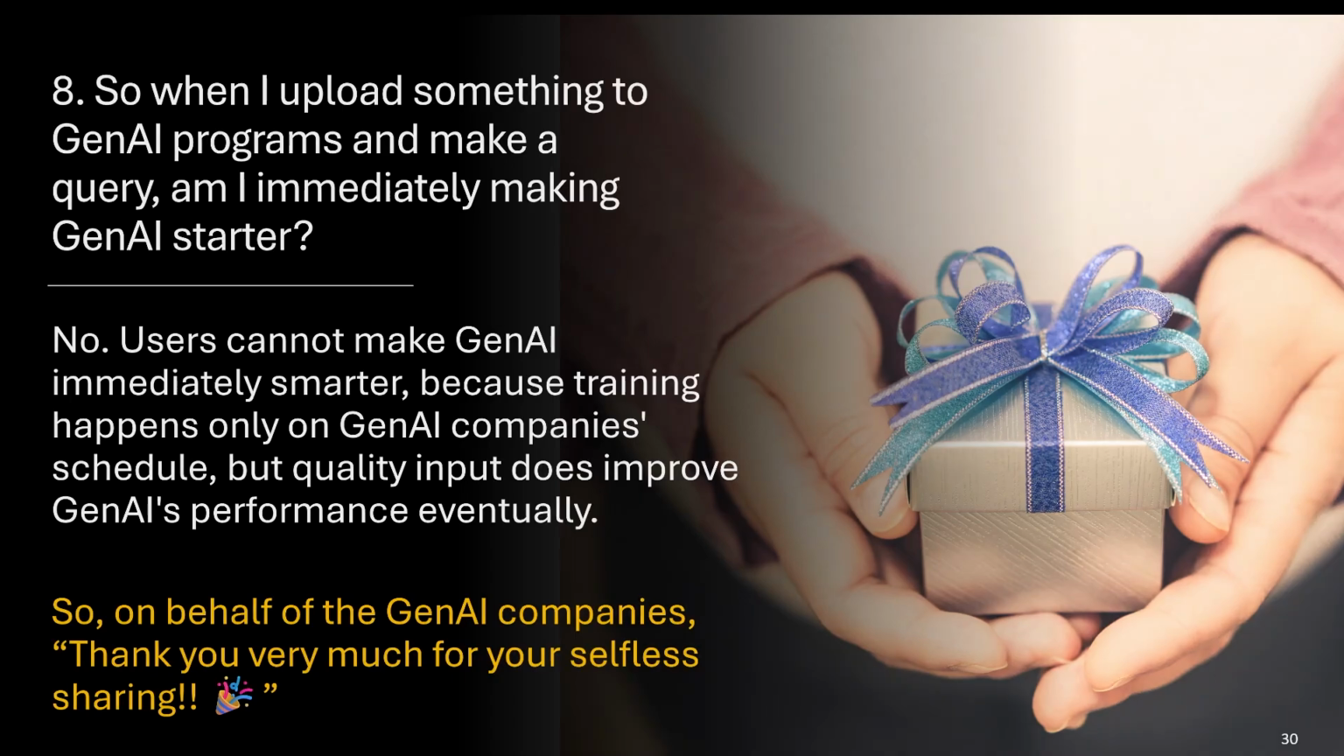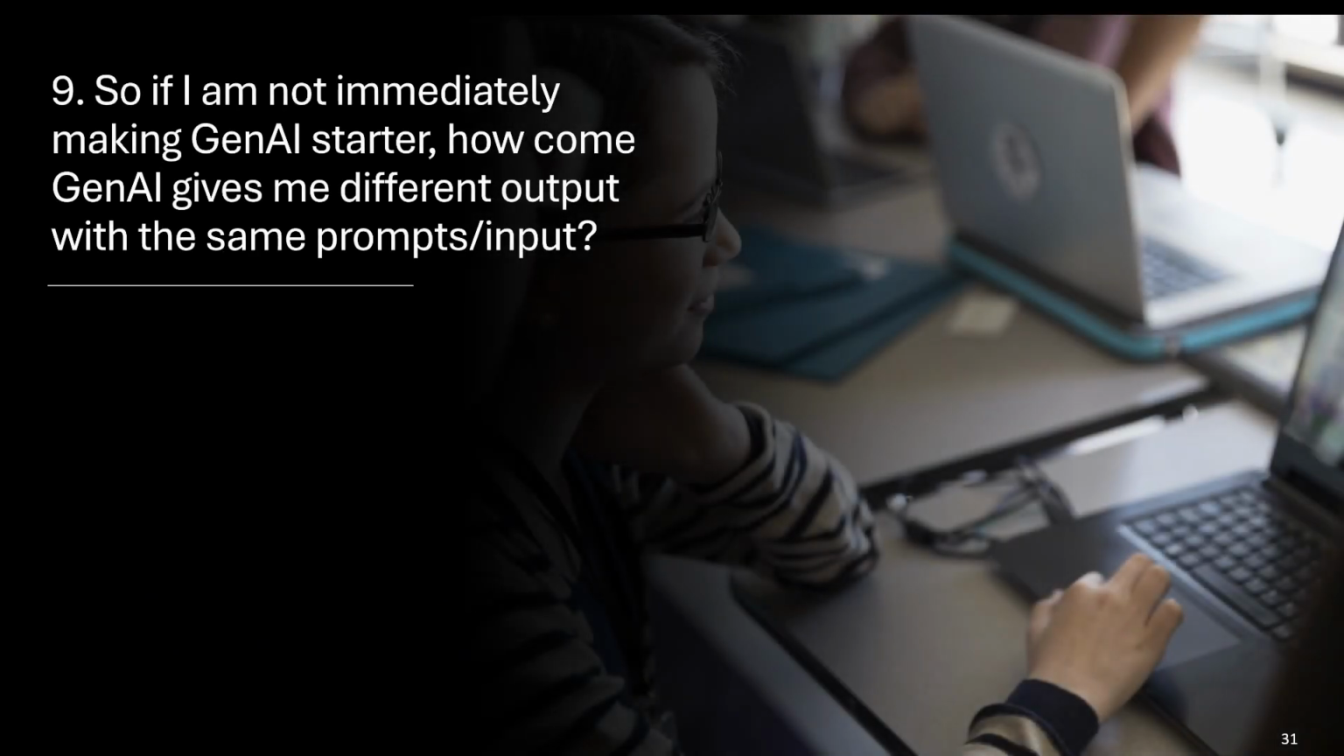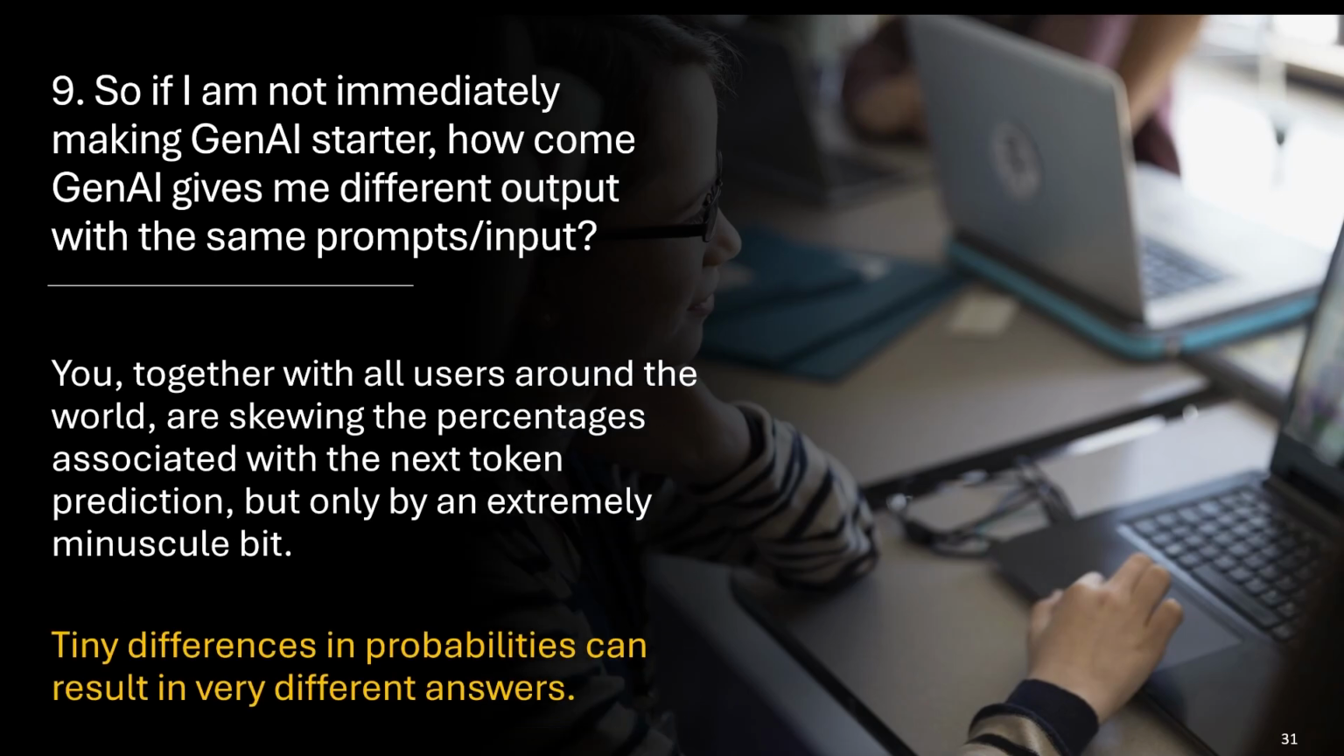This is the last question. If I am not immediately making GenAI smarter, how come GenAI gives me different output with the same prompt or inputs? Well, if you've been paying attention to the training part and the percentages part, you, together with all the users around the world, are skewing the percentages associated with the next text prediction, but only by an extremely minuscule bit. However, because of that tiny difference in probability, the results can vary greatly. It's not just you making that tiny change, everybody else around the world is doing that, but it's very minor.